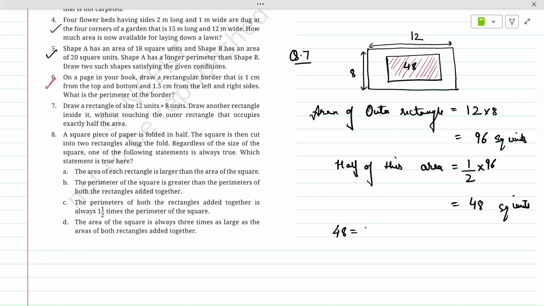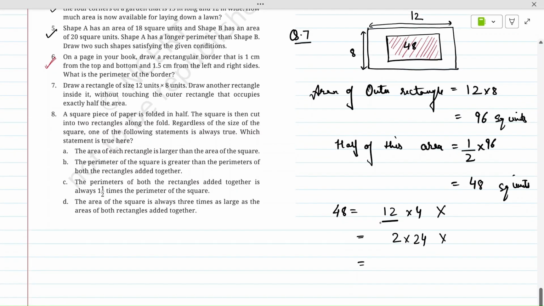So how can we take 48? We can take 48 as 12 into 4. But if I take it as 12, then these two will be equal and they will touch also. So that means we cannot take this. Another one, we have 2 into 24. Again, this is not possible. It will be more than this. Then we have 3 into 16. Again, 16 is greater than 12. This is also not possible. 4 into 12 or 12 into 4, we have done.